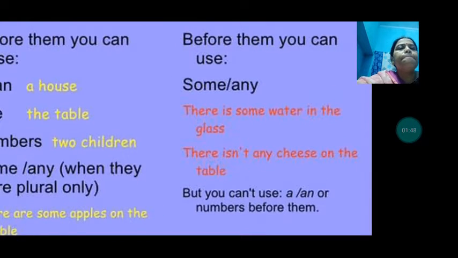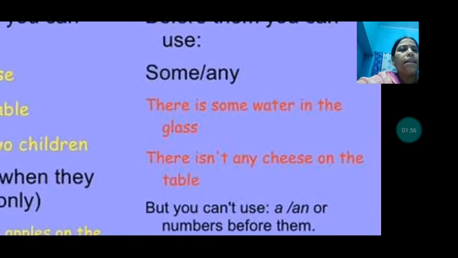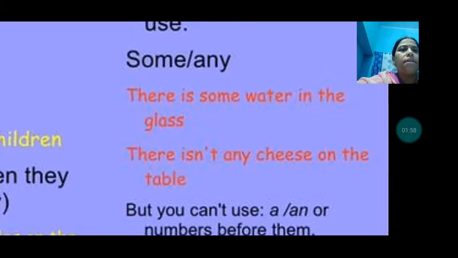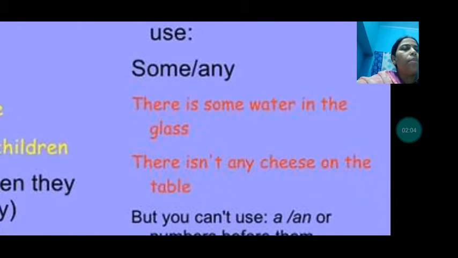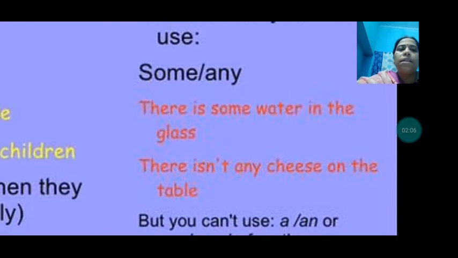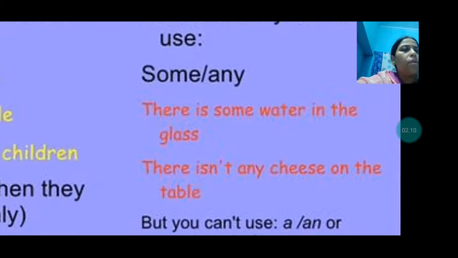Now see here. Before the uncountable nouns, how do we use? Before them, we use some or any. Like see here, there is some water in the glass. Okay, and there isn't any cheese on the table. So here, children, if you remember, we have done this some, is and isn't. Okay, and some and any also.